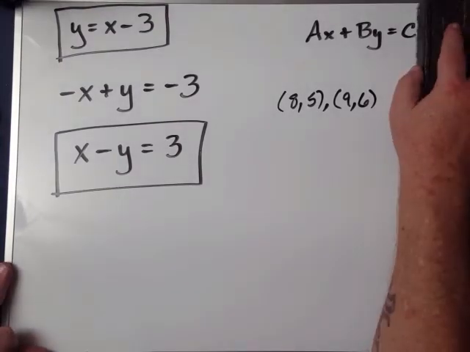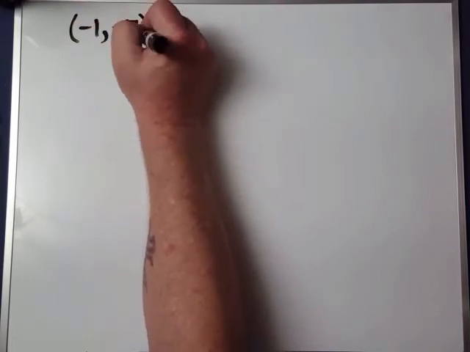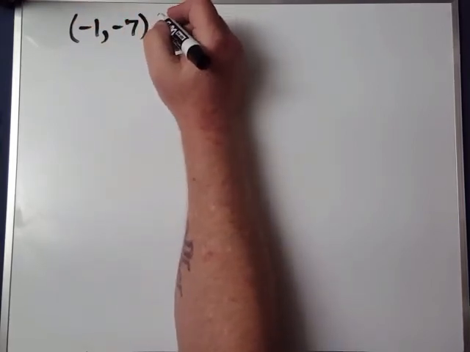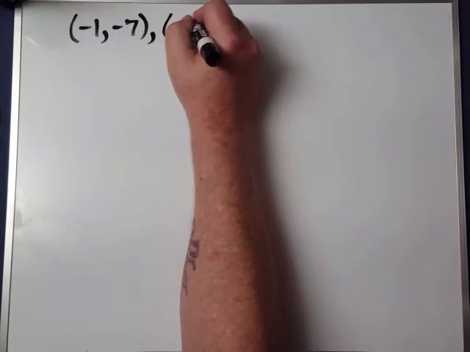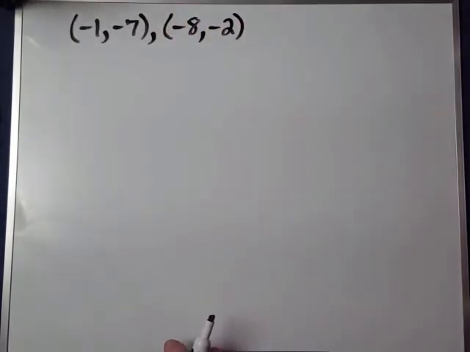Let's get number 22. So here we go, from the top. We want to find the equation of the line that passes through -1, -7, and -8, -2. I want to give that final answer in both slope-intercept form and in standard form, because that's what the instructions have required.